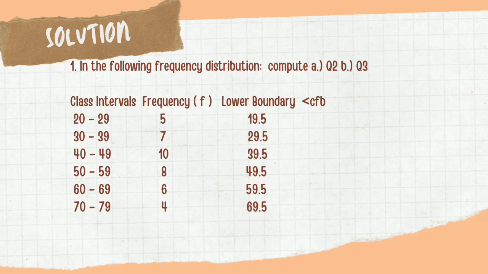And to get the less than cumulative frequency, we will just have to add 5 to the second frequency and so on. So 5 plus 7 is 12. 12 plus 10 is 22. 22 plus 8 is 30. 30 plus 6 is 36. And 36 plus 4 is 40. Now that the frequency distribution table is complete, let us proceed to identifying the following.